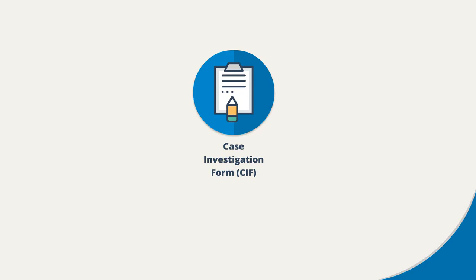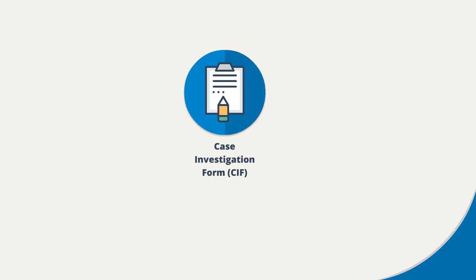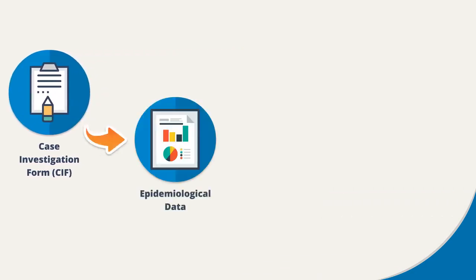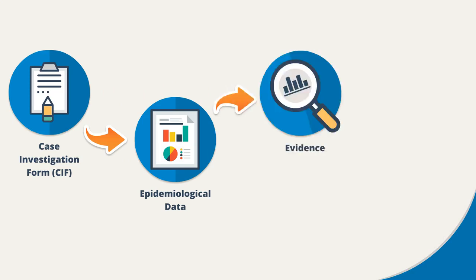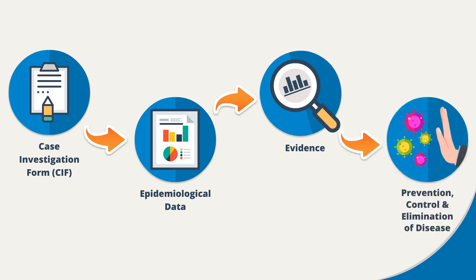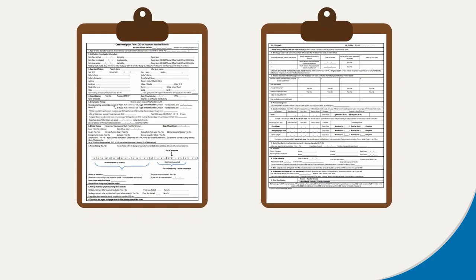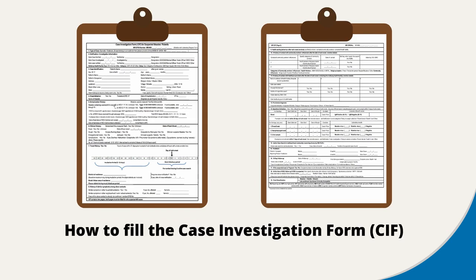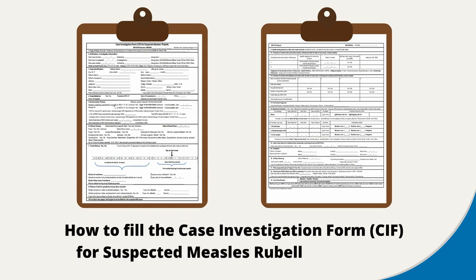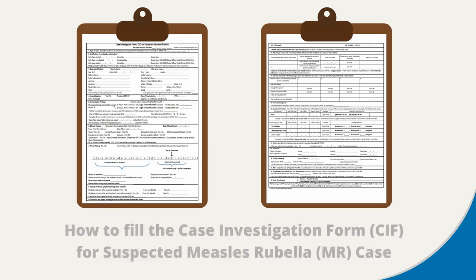Case Investigation Form, or CIF, is an important document to get the epidemiological data on the disease. Evidence generated by this data help in development of strategies for prevention, control, and elimination of the disease. In this video, we will learn about filling of CIF for suspected measles rubella case.